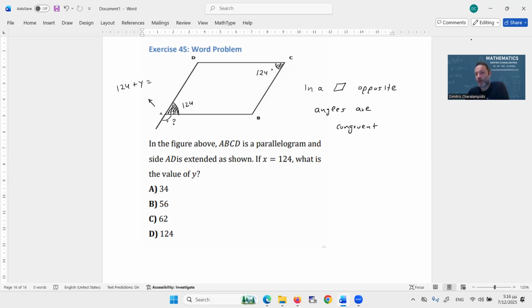So both added together will lead to 180, from where we can easily find the size of y as the difference between 180 and 124, which is 56, and that makes B the right choice for this question.